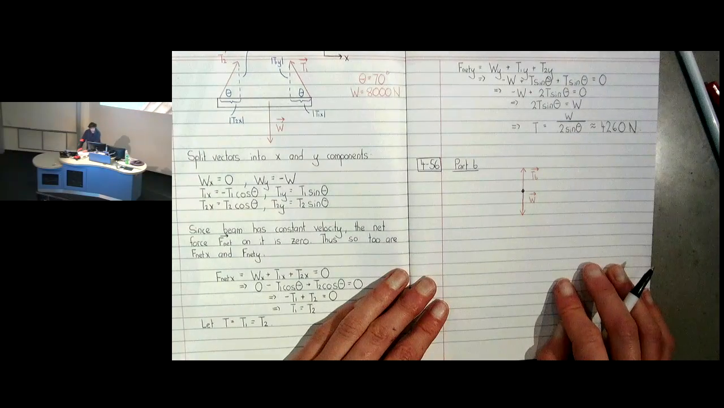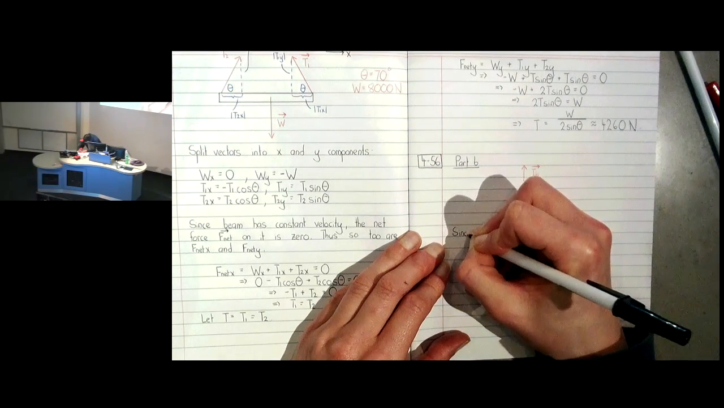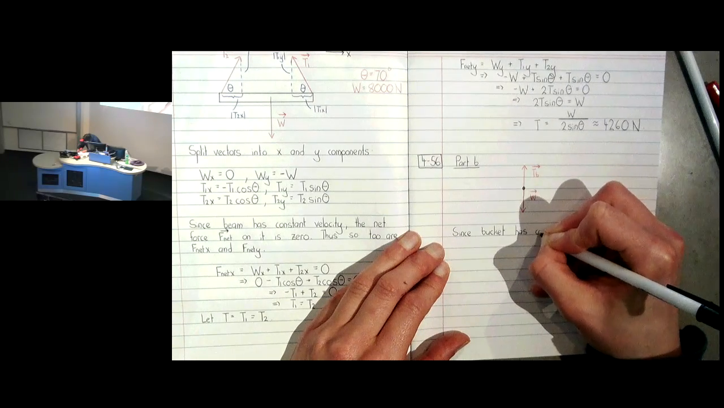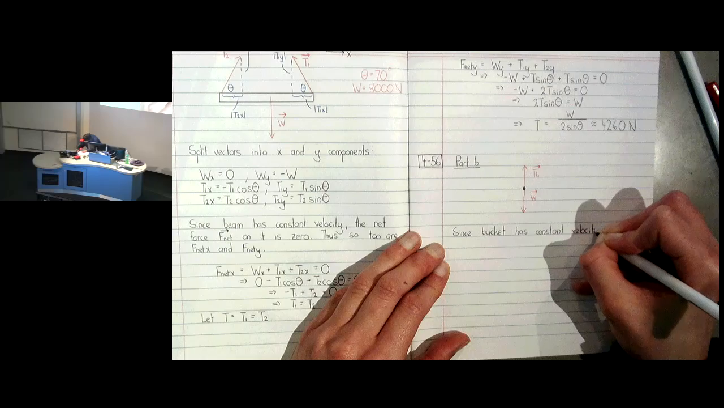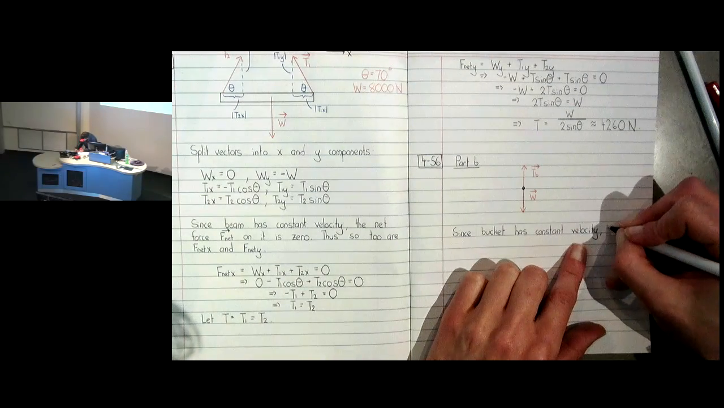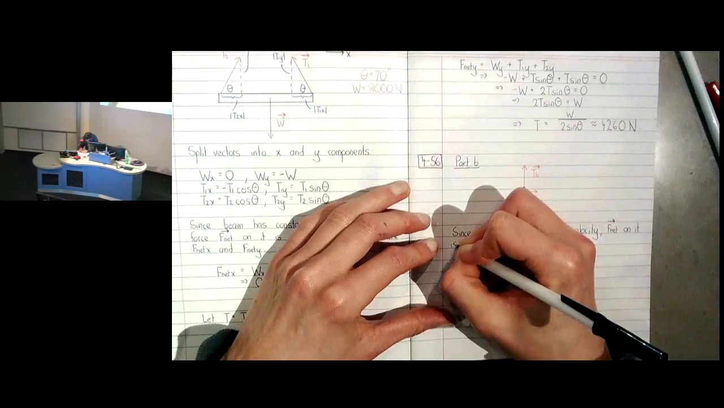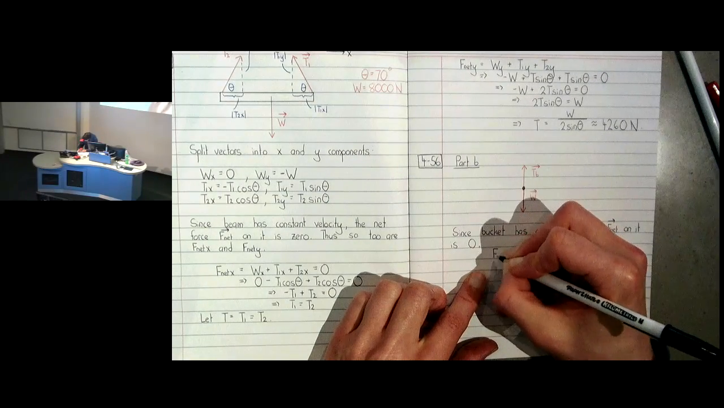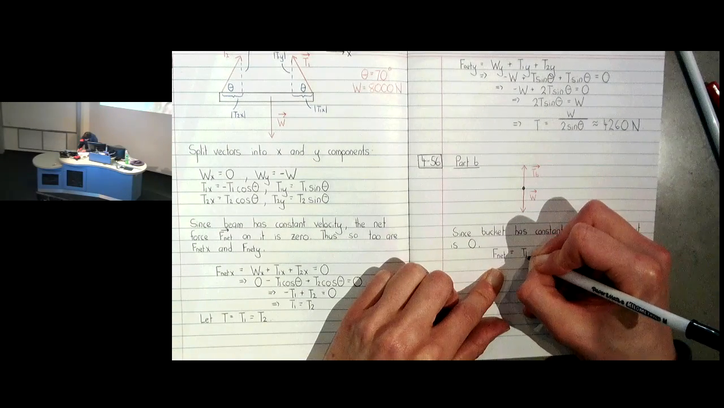And we're told that the bucket is being pulled up from the well at constant velocity. So we can say, since the bucket has constant velocity, that means that it has no acceleration, which means that the net force acting on it is 0. And so if we know that, then F net, which is going to be the magnitude, is just equal to the tension force, which is acting upwards.